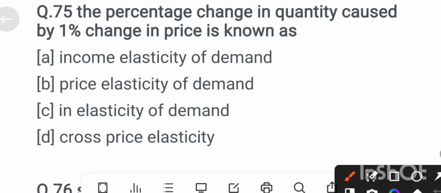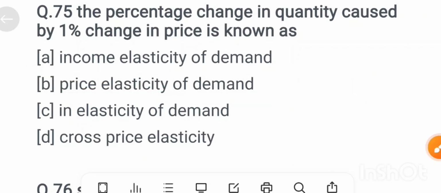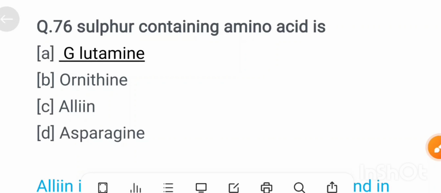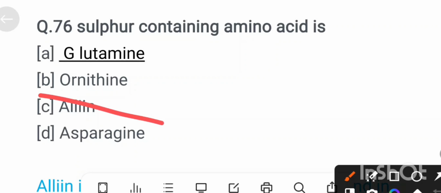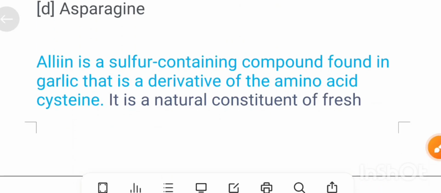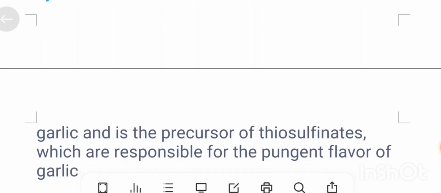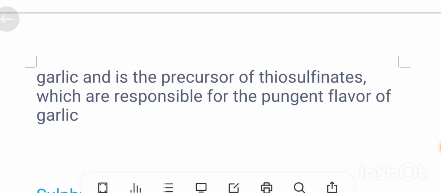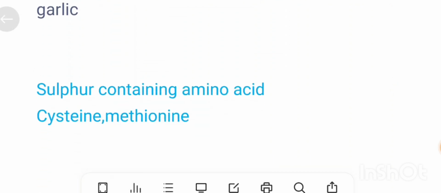Next question. A sulfur containing amino acid is: option A, glutamine; option B, ornithine; option C, alanine; option D, asparagine. Correct answer is option C. Alanine is a sulfur containing compound found in the garlic that is derived from the amino acid cysteine. It is a natural constituent of the fresh garlic and is precursor of the thiosulfinates, which are responsible for the pungent flavor of the garlic. Sulfur containing amino acids are cysteine and methionine. Next question.